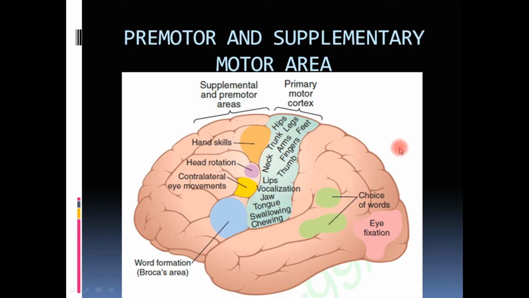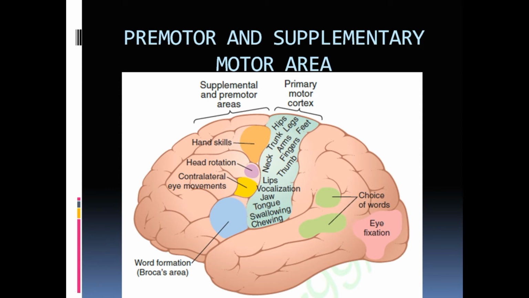Now coming to the premotor and supplementary motor area. Anterior to the primary motor cortex, 2 to 3 centimeters anterior to the primary motor cortex, lies the premotor area, and above this premotor area lies the supplementary motor area. There are different roles of the premotor area.